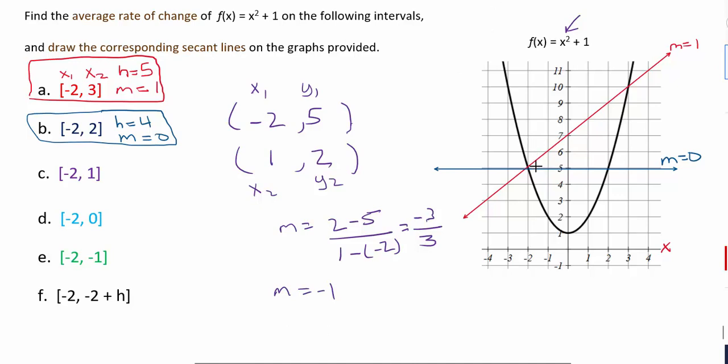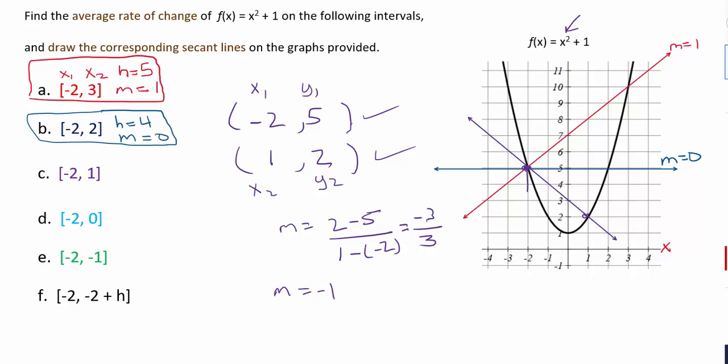So my first point, as always, is -2, 5. My second point in this example was 1, 2, so that would be right here. And if I wanted to estimate the slope of the secant line, now remember it would be just an estimate since you're on a graph, but for this example it comes out pretty nice. To get from this point, -2, 5, to the point 1, 2, which is this one, I would have to go down, which would be considered a negative rise.